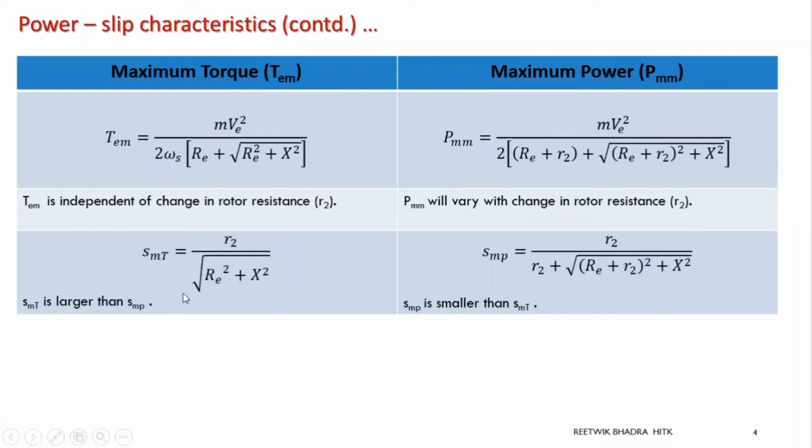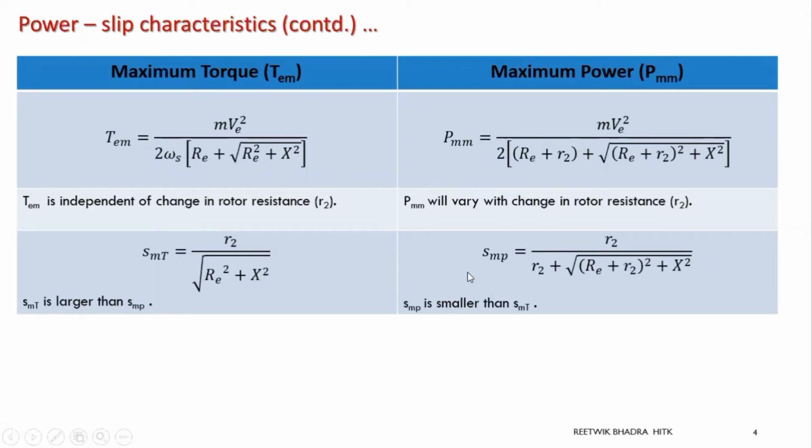Now if you check the denominator, for SMT it is RE square plus X square, whereas over here there are additional terms. So this denominator will be larger than the denominator for SMT. If your denominator is high, your SMP value will be lower. So SMP is lower than SMT. If SMT is achieved at, suppose, 0.05, SMP will be achieved at 0.03. So SMP is smaller than SMT, very important.